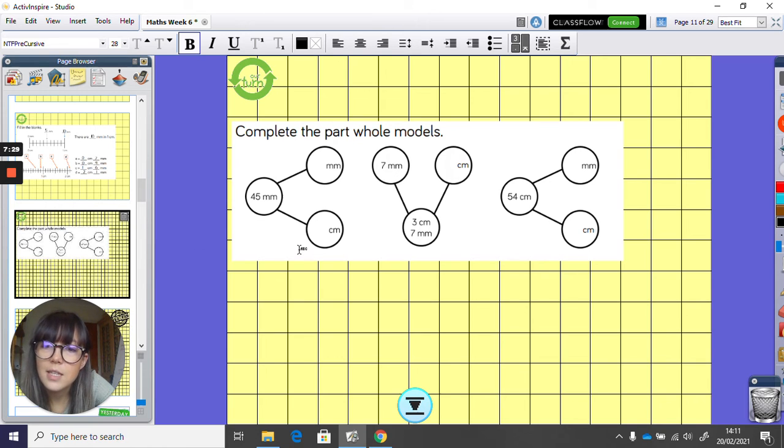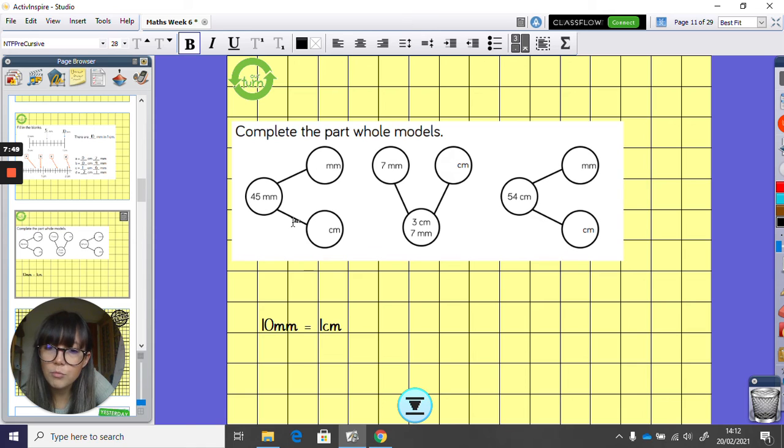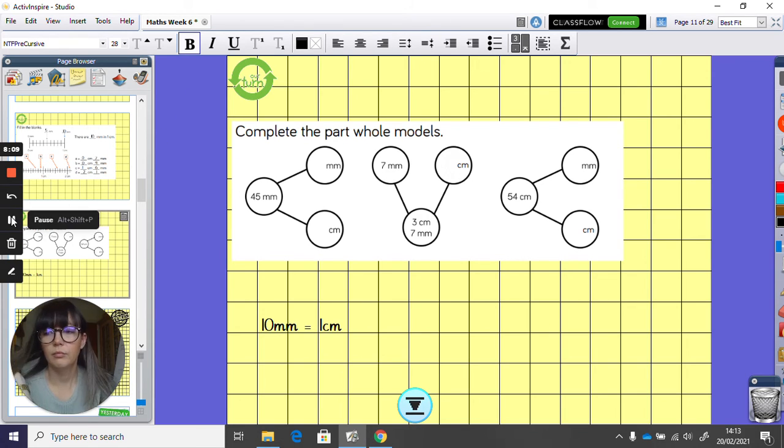So we're going to split up our centimetres and millimetres into how many full centimetres there are and how many millimetres there are, okay? So remember, 10 millimetres equals 1 centimetre. See if you can look at the whole and then write what the 2 parts might be. My little tip is just to really carefully look at whether it's millimetres or centimetres. Pause the video here and have a go.